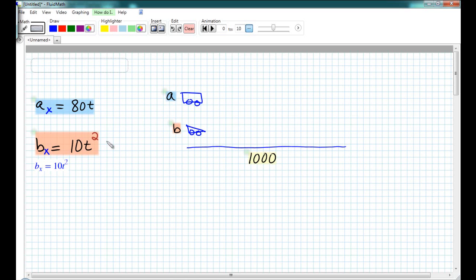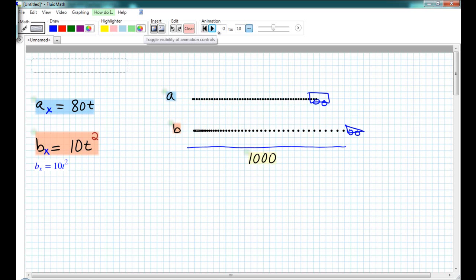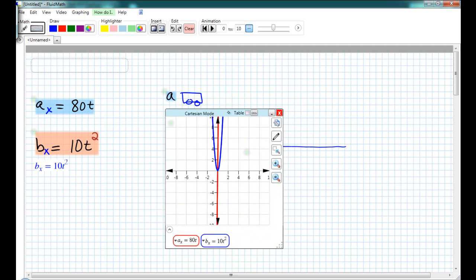Car B is a police car which has to accelerate to catch car A. A quadratic equation will be used to model the motion of car B. B sub x equals 10t squared. In Fluid Math, we click the Run button and the cars move in an animated simulation as described by the math. That's fun and engages students in the same way it engaged you, but there is a math question.